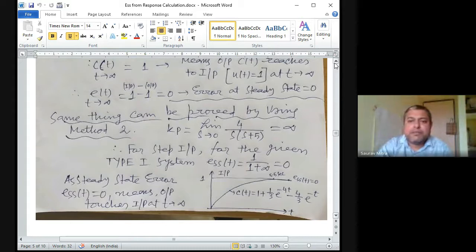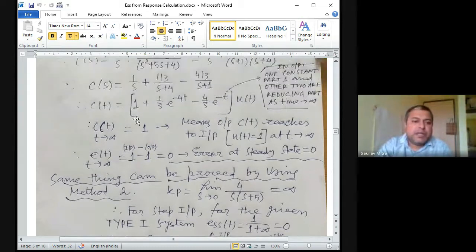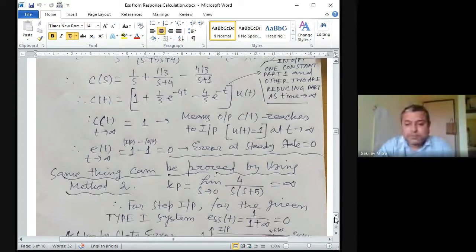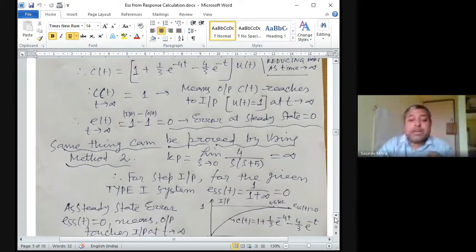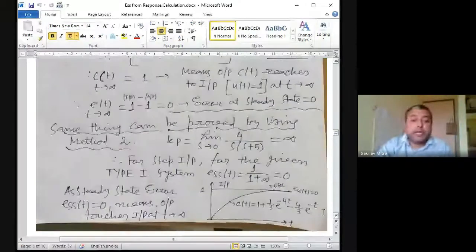So whatever CT we have found out, that is whatever output we have found out, 1 plus 1 by 3 e raised to minus 4t, this will be increasing, because this output is trying to catch the input. And what is the input? Input is the unit step. So 1 minus 4 by 3 e raised to minus t plus 1 by 3 e raised to minus 4t, this will be increasing, and almost at 6 seconds you'll be finding output is touching the input. Same thing can be proved by using method 2.